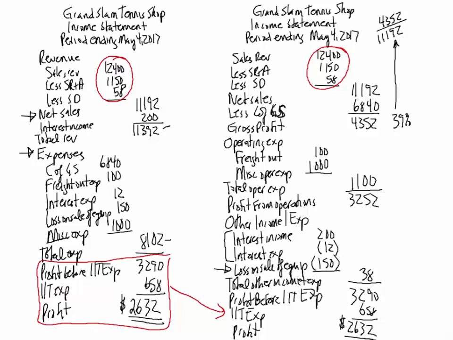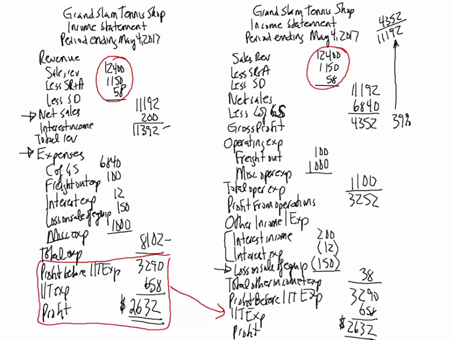All that has happened is we have categorized or grouped the expenses and the revenues in a slightly different manner to provide more information to the users of the financial statements. Remember that one of our enhancing qualitative characteristics is understandability. By creating a multiple-step income statement, we improve the understandability of the information we are providing to our external users. And that's what we really want to do.